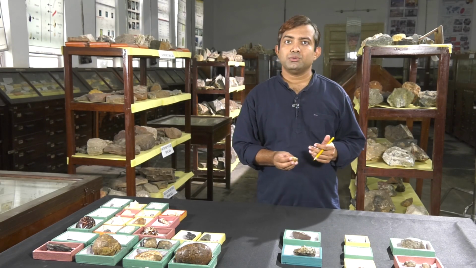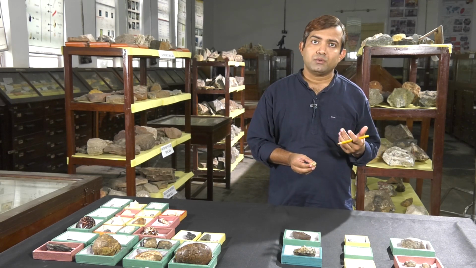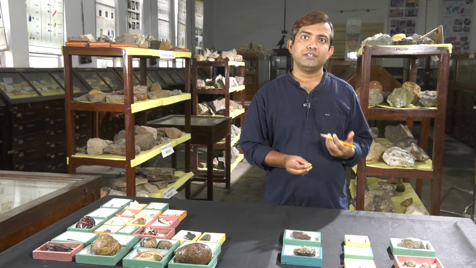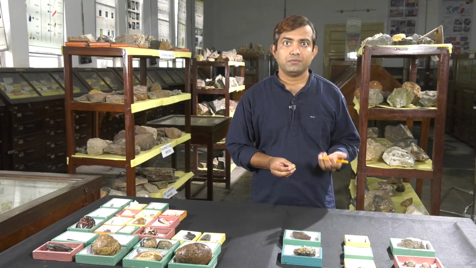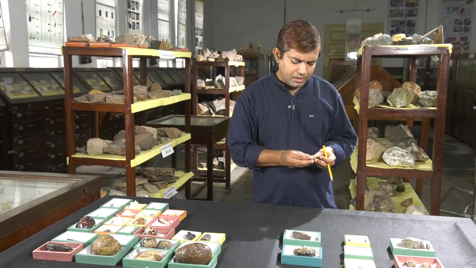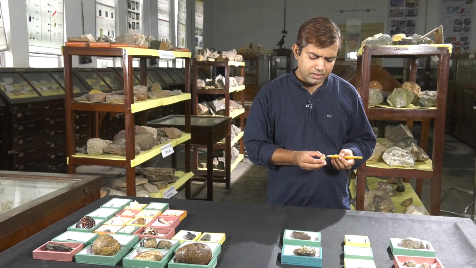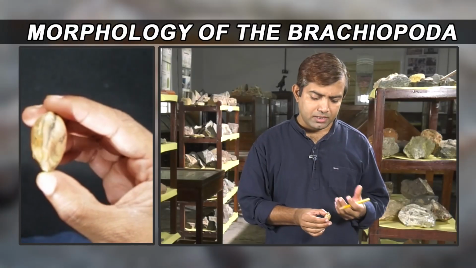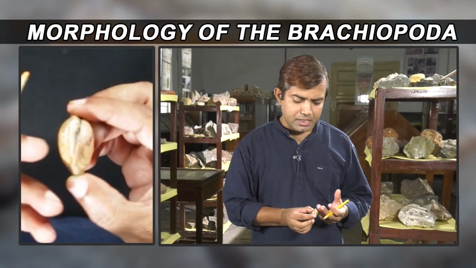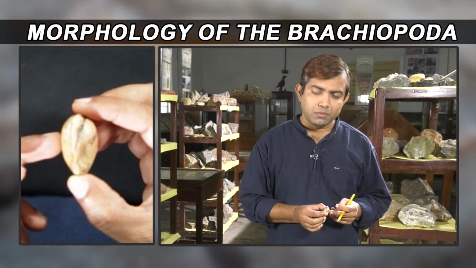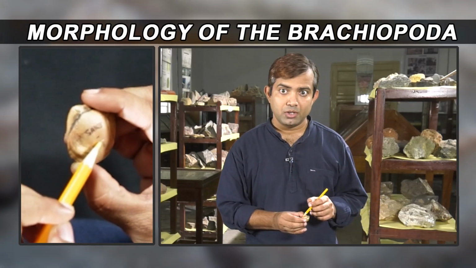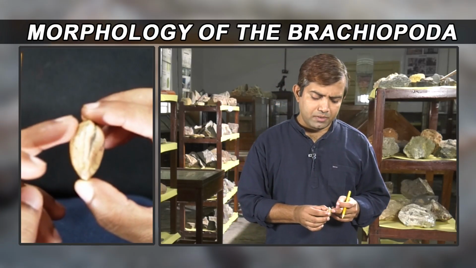I suggest you be prepared with a paper and a pencil or a pen, so that you can note down the features which we are observing and discussing in this session. As you see, I told you that these are two dissimilar valves. One is always, most of the time, if not every time, bigger than the other. The one which is bigger is called the pedicle valve and the one which is smaller is called the brachial valve, and the pedicle valve is the ventral valve.